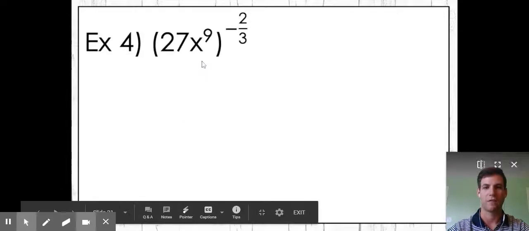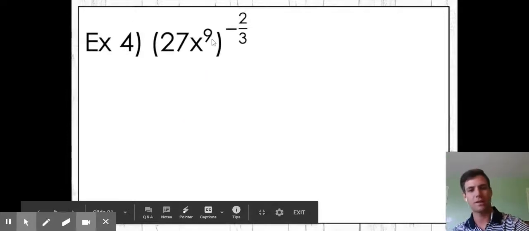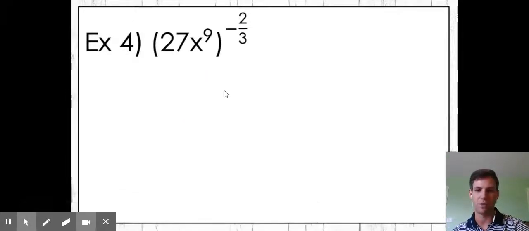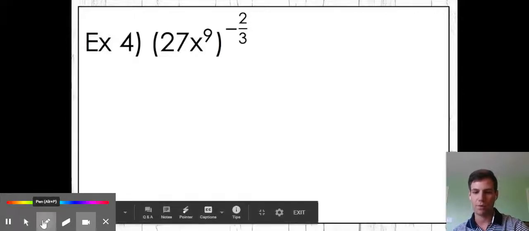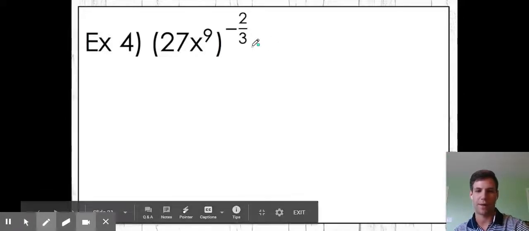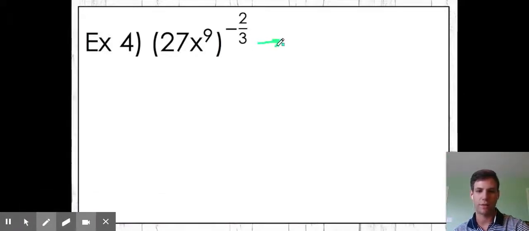And we have 27x times x to the 9th, all to the negative 2/3. So like last time, we want to take that negative 2/3 and make it positive. So the first thing I'm going to do is put it over a 1 and put it into the denominator. So now I have 1 over 27x to the 9th, but it's being raised to the power of positive 2/3.